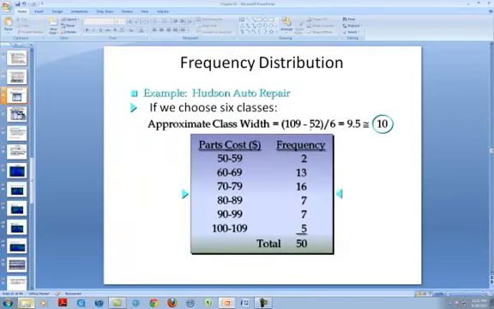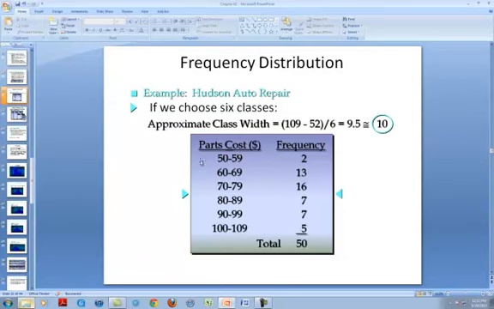That's right, the approximate class width is therefore 9.5, which we can round up to 10. How did we get that? 109 is the largest observation, 52 is the smallest observation. Let's say we use 6 classes. 109 minus 52 divided by 6 is approximately 10. So what we should do is make each width equal to 10. So for instance, look at 50 to 59. That's 10 values. Same thing with 60 to 69 and so on.